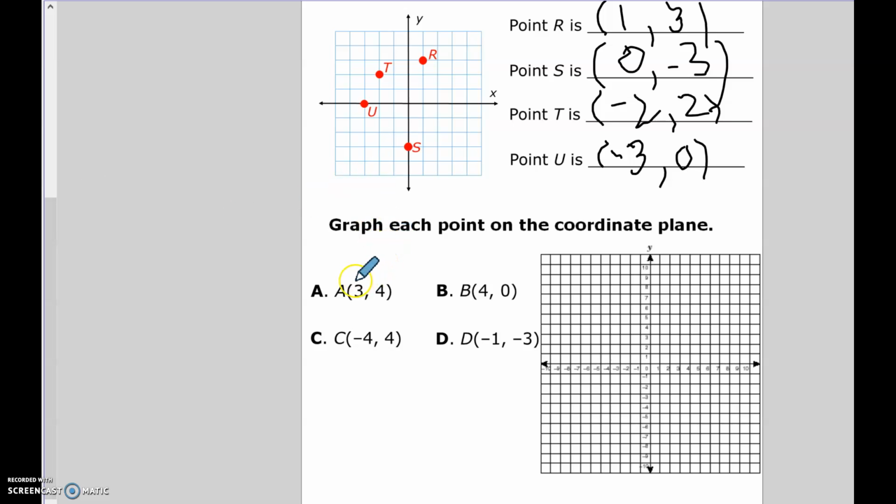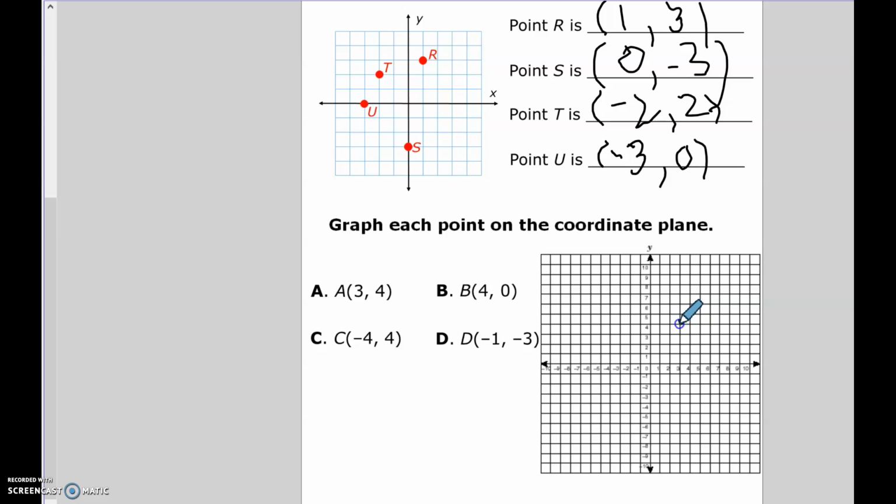Okay, so letter A says 3, 4. So the first number tells me if I should go to the right, if it's positive, or left, if it's negative. The second number tells me if I should go up or down. Up is positive, down is negative. So I'm going to slide to positive 3 from 0, the origin, and then I'm going to go up to positive 4 and make a dot.